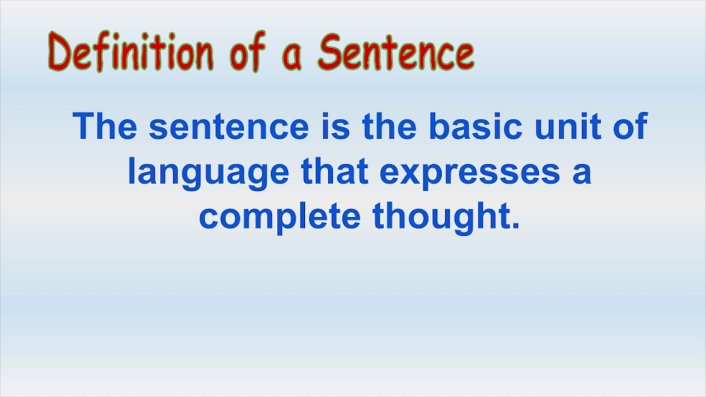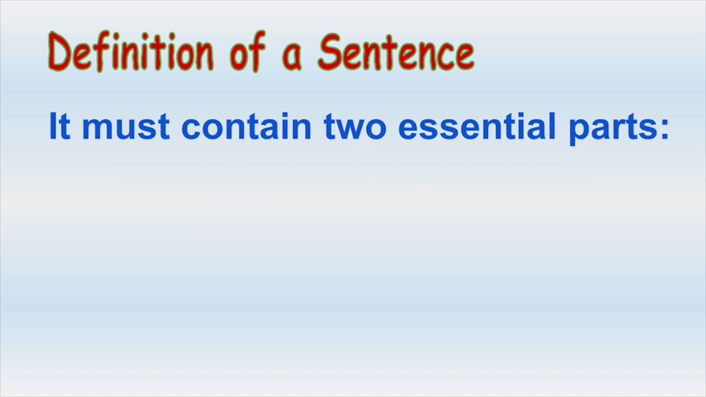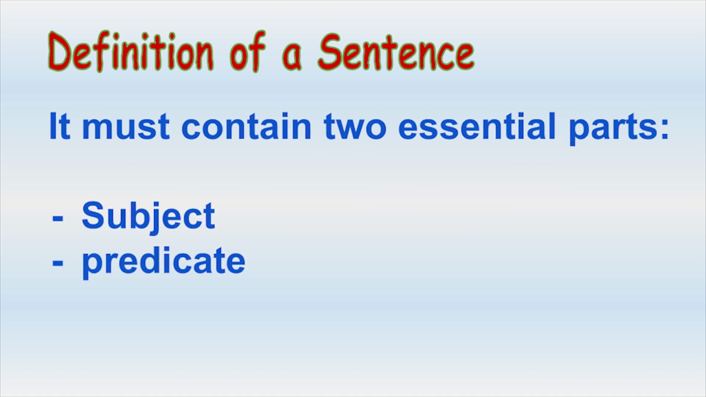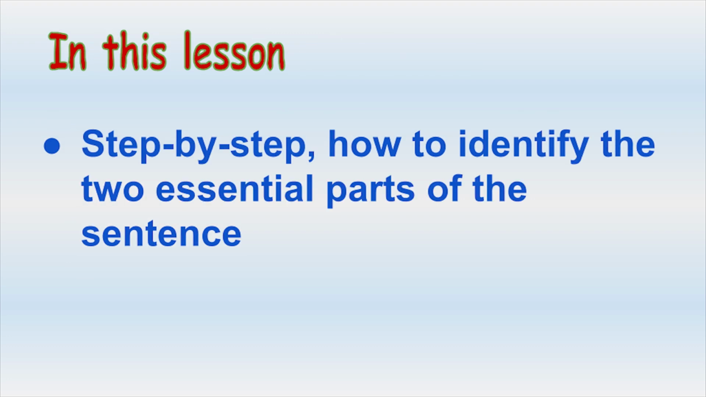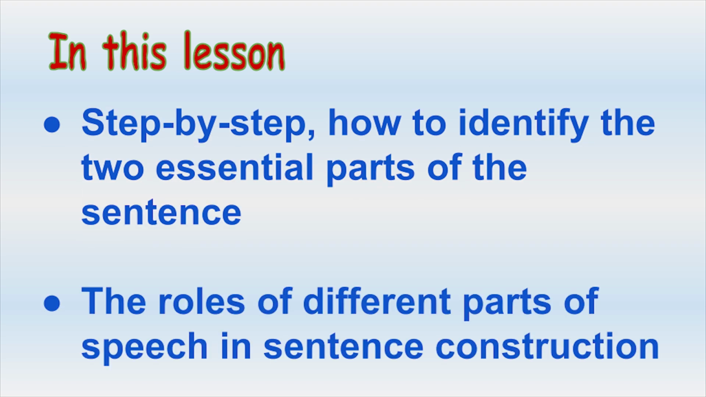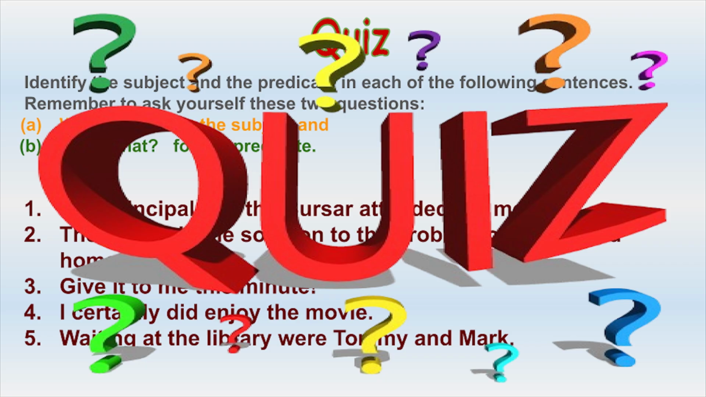The sentence is the basic unit of language that expresses a complete thought. It must contain two essential parts, the subject and the predicate. In this basic English grammar lesson, I will tell you step by step how to identify the two essential parts of the sentence and the roles of different parts of speech in sentence construction. At the end, I will give you 5 questions to test your understanding of this lesson.